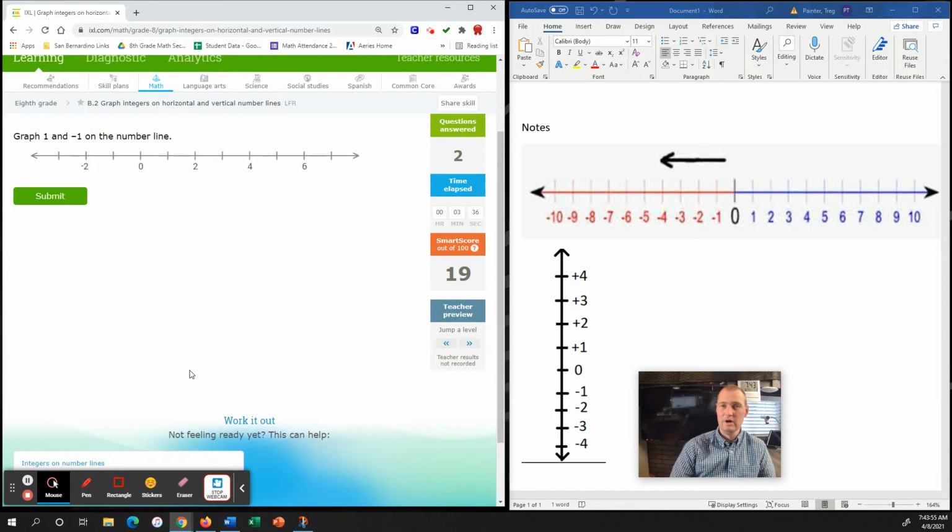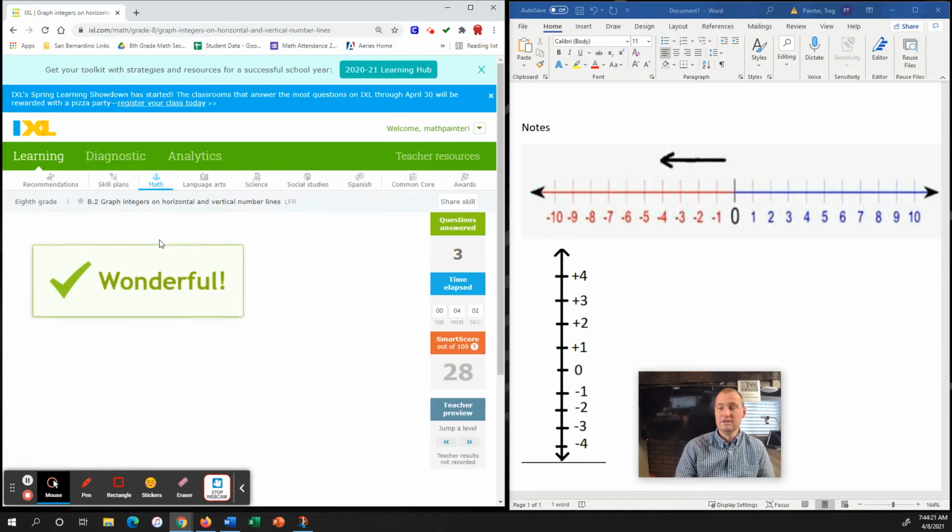We got graph +1 and -1 on the number line. 1 is the next number after 0. So 0, 1, 2, 3, so far so good. And -1 is the next smaller number after 0. So yes, -1 is smaller than 0 because I'd rather owe nobody 0 money than owe somebody $1. So think of it again in terms of money to help you out on this one.